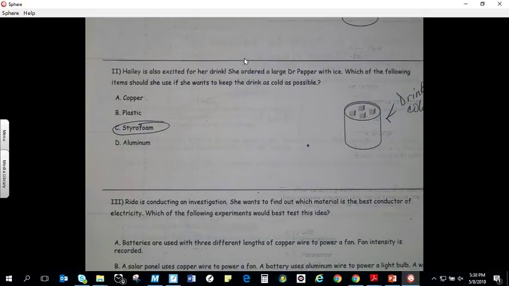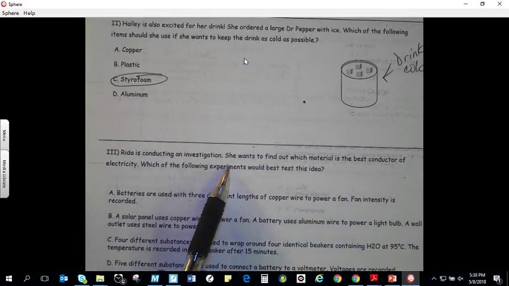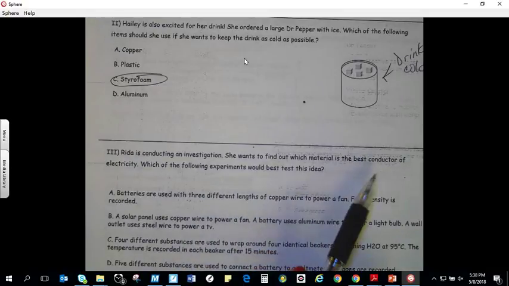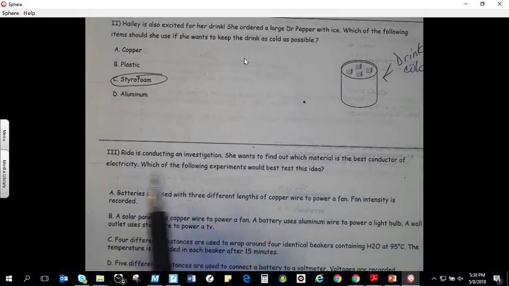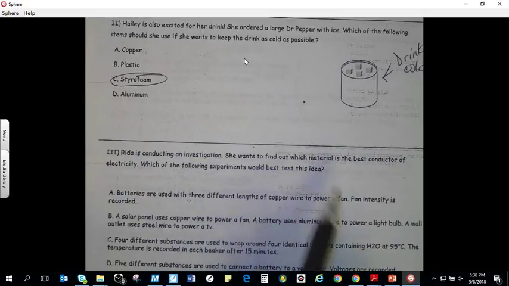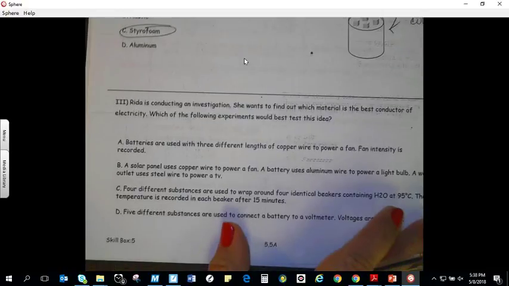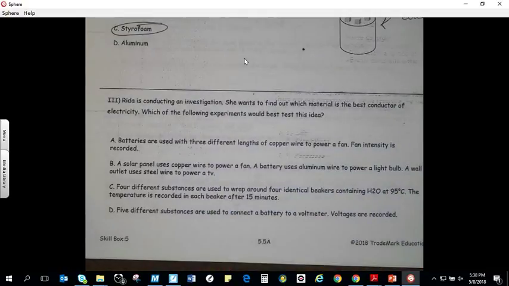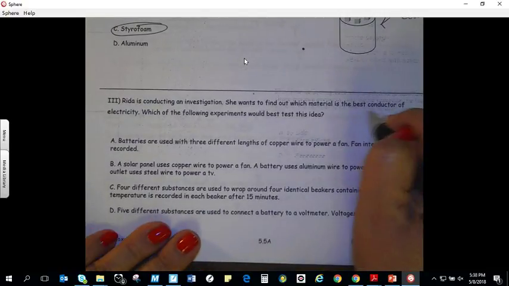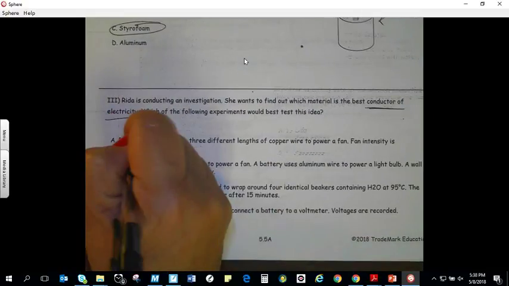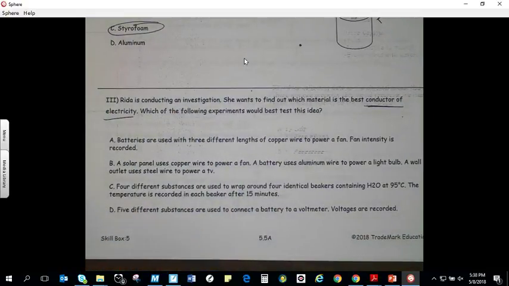And the last one I'm going to do is Rita is conducting an investigation, and she wants to find out which material is the best conductor of electricity. So which of the following experiments would be best to test this idea? All right, so now let's take a look. We have A. Now what is she testing first of all? She wants to find out which material is the best conductor of electricity. Remember, the conductor of electricity allows the electricity to flow through.